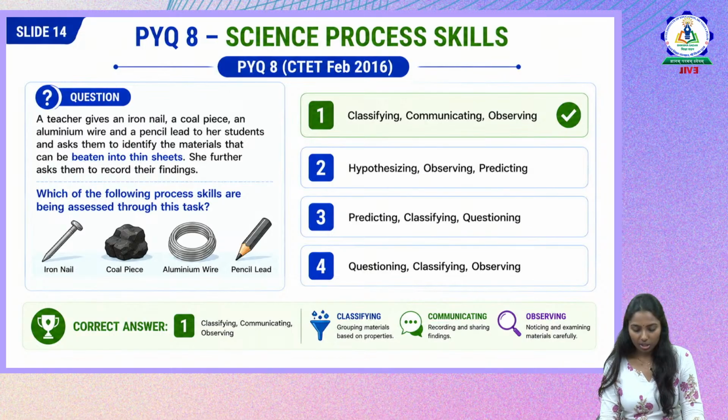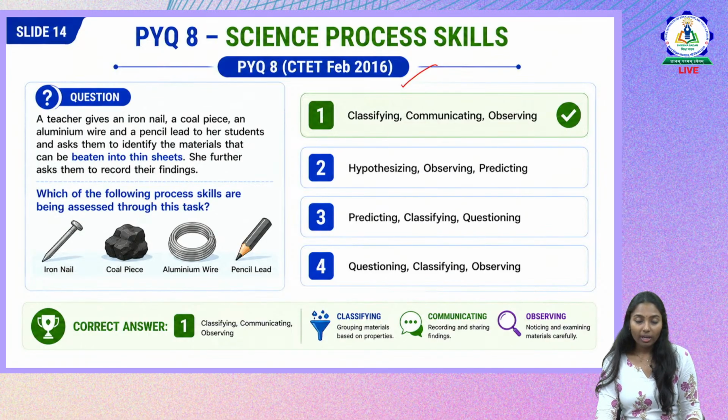So we'll go to the next question, which is from 2016. A teacher gives an iron nail, a coal piece, an aluminium wire and a pencil lead to her students and asks them to identify the materials that can be beaten into thin sheets. She further asks them to record their findings. So the teacher has given them a task. Now she has asked the students to identify which among these can be beaten into thin sheets. Which of the following process skills are being assessed through this task?